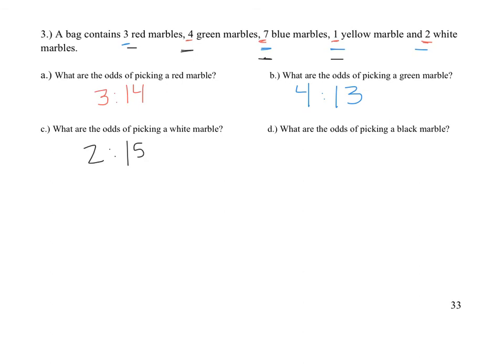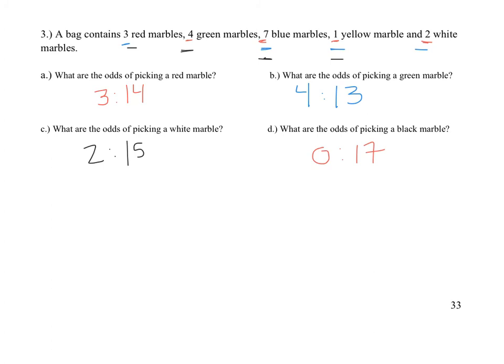Notice that all of these are adding up to 17 because there's a total of 17 marbles. Last one, what are the odds of picking a black marble? Well, there are no black marbles in the bag, so 0 to 17.